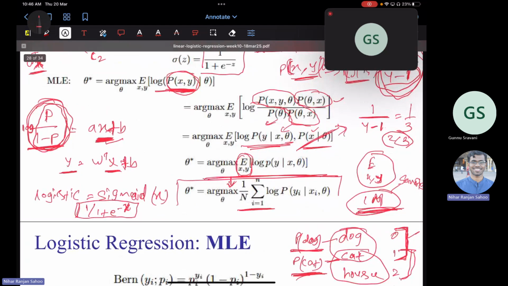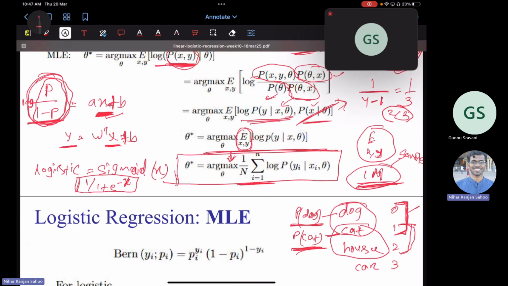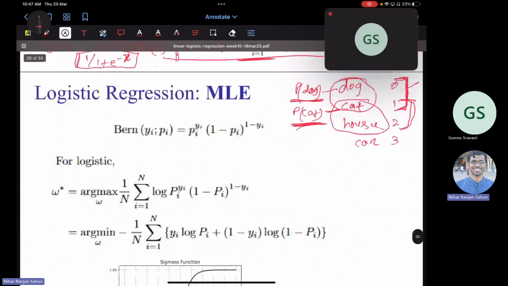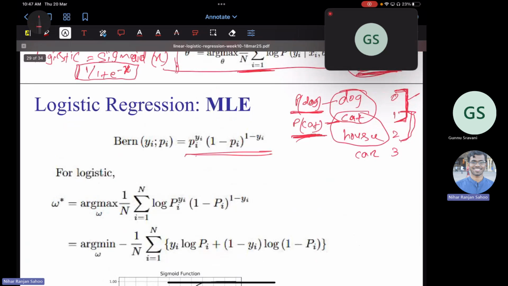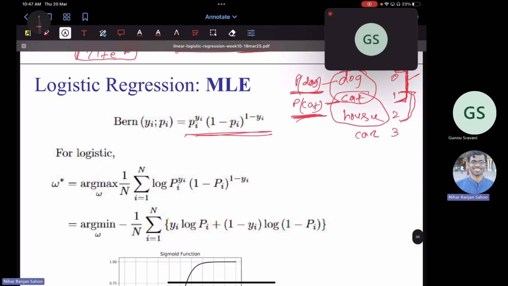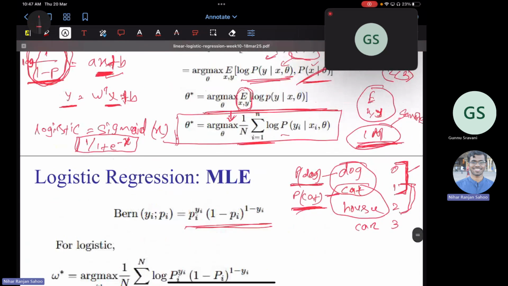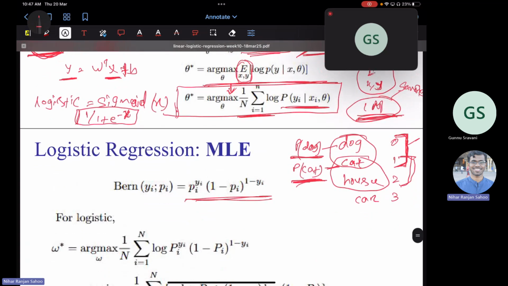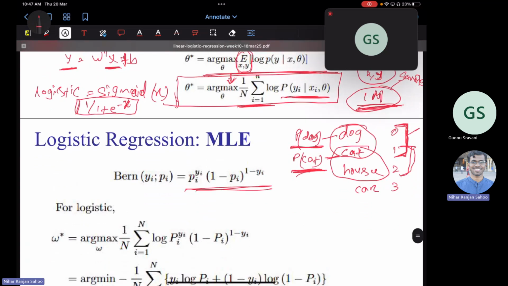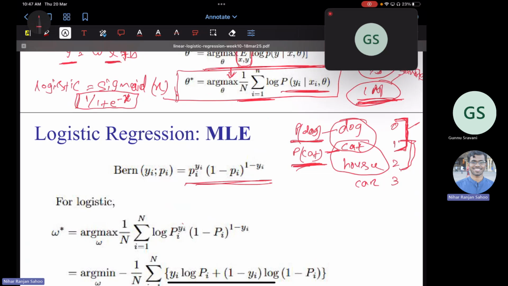Now this is our ML setup for logistic regression. We have to maximize this and get theta. So let's see how we do it. We decided to get the output probability using the Bernoulli distribution. If our underlying distribution is Bernoulli for this formulation, what is the PMF of Bernoulli?